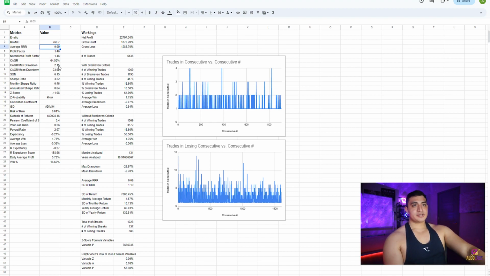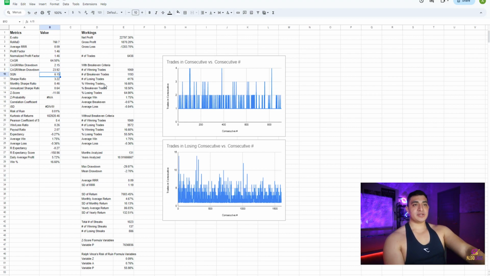we got here. So the average RA here is actually kind of skewed right over here, so that has to do with the metrics that I have here. But we have the profit factor, the normalized profit factor, the compound annual growth rate, the compound annual growth rate divided by max drawdown, which is really good, 2.15, which is exactly the range that I want to keep it at. The compound annual growth rate divided by the mean drawdown, which is 23, which is pretty good.